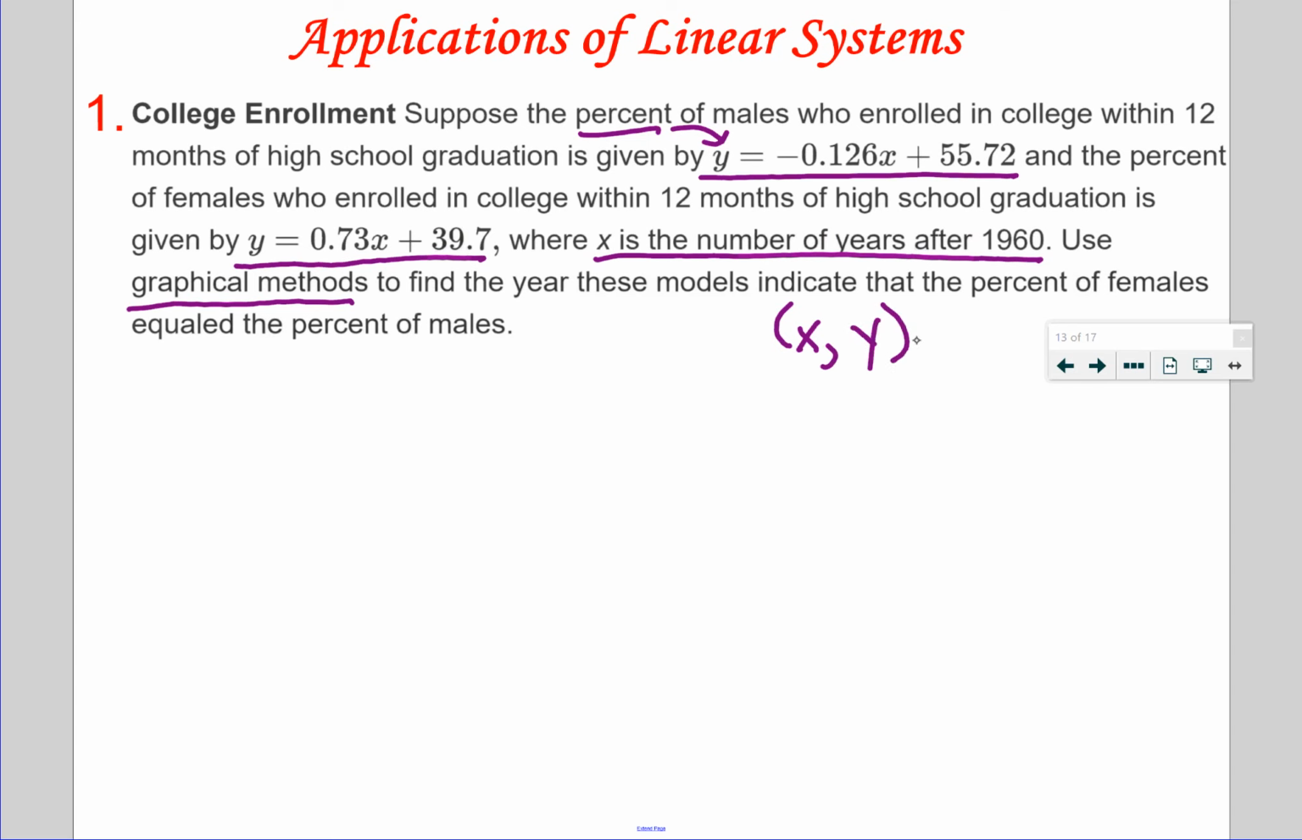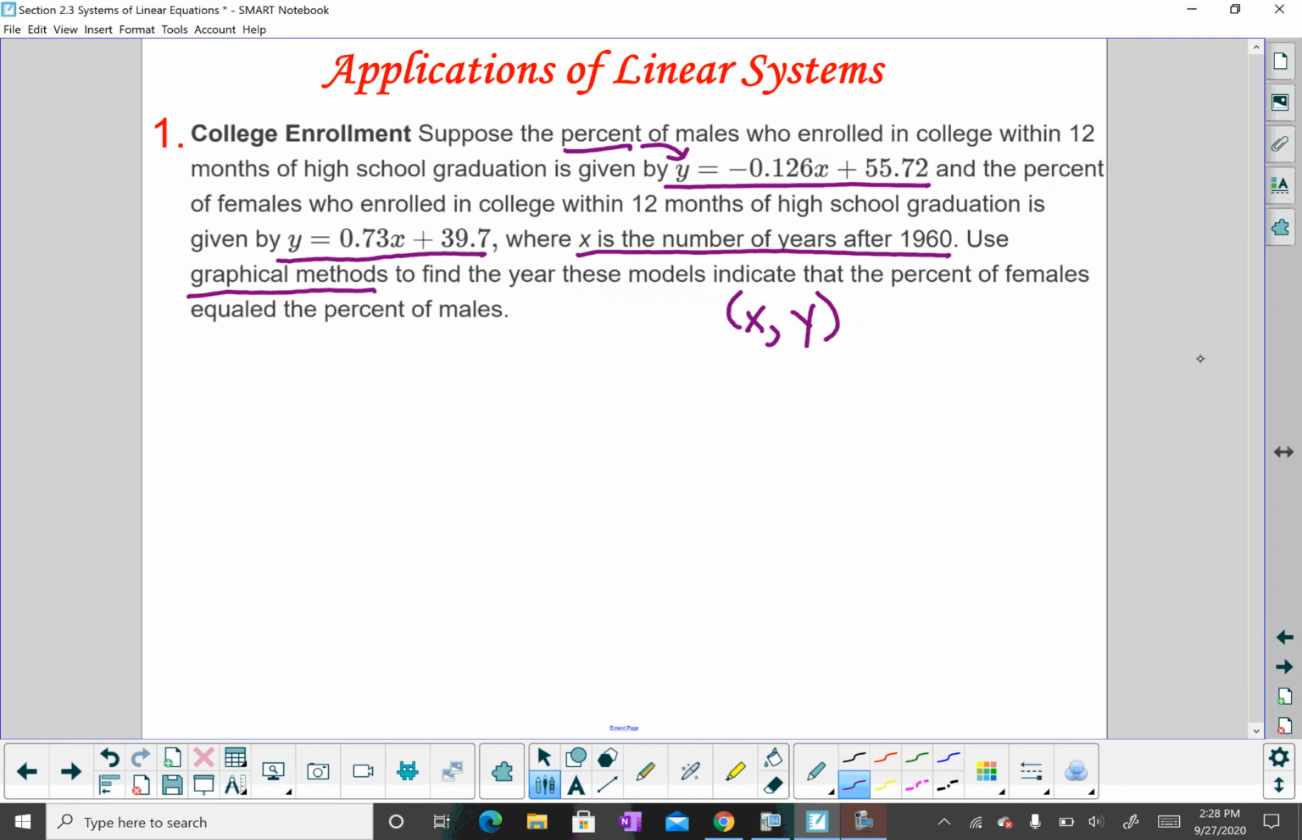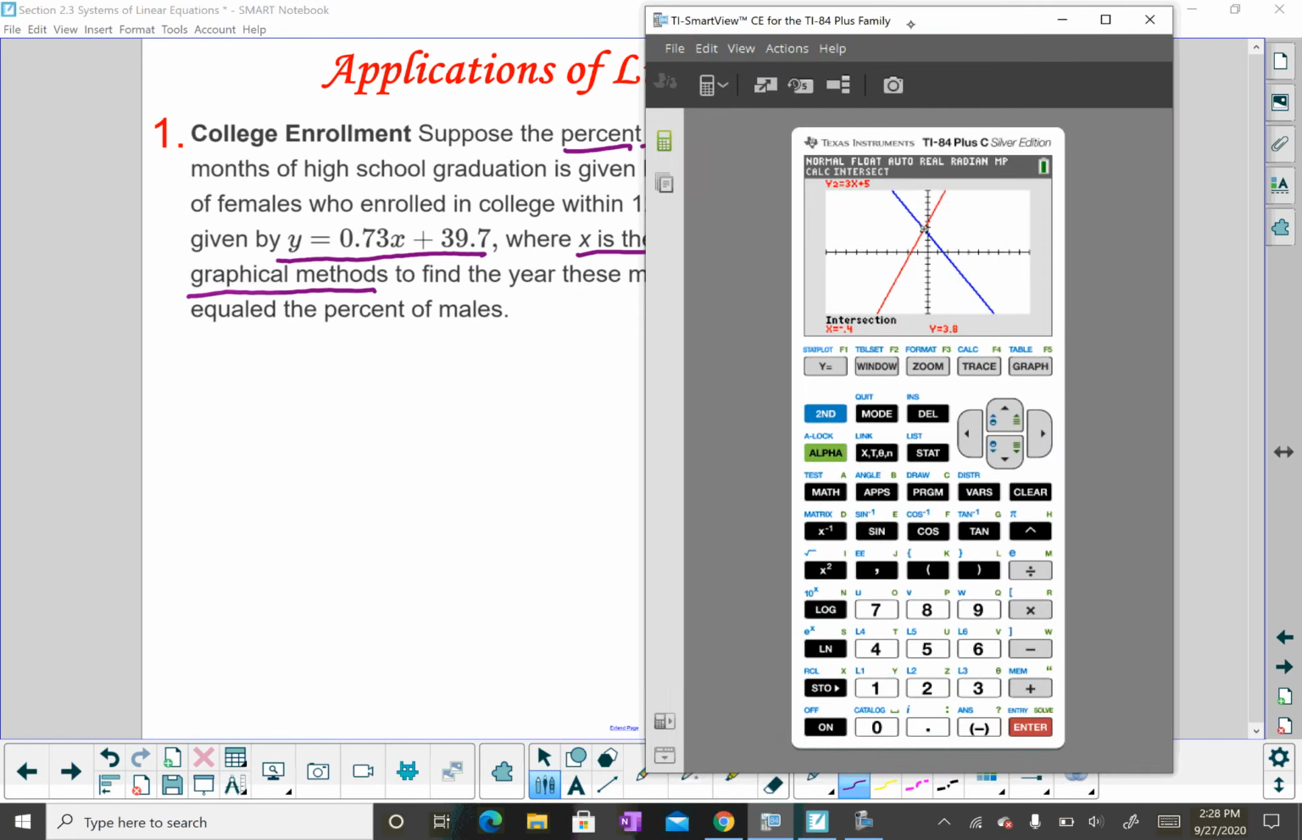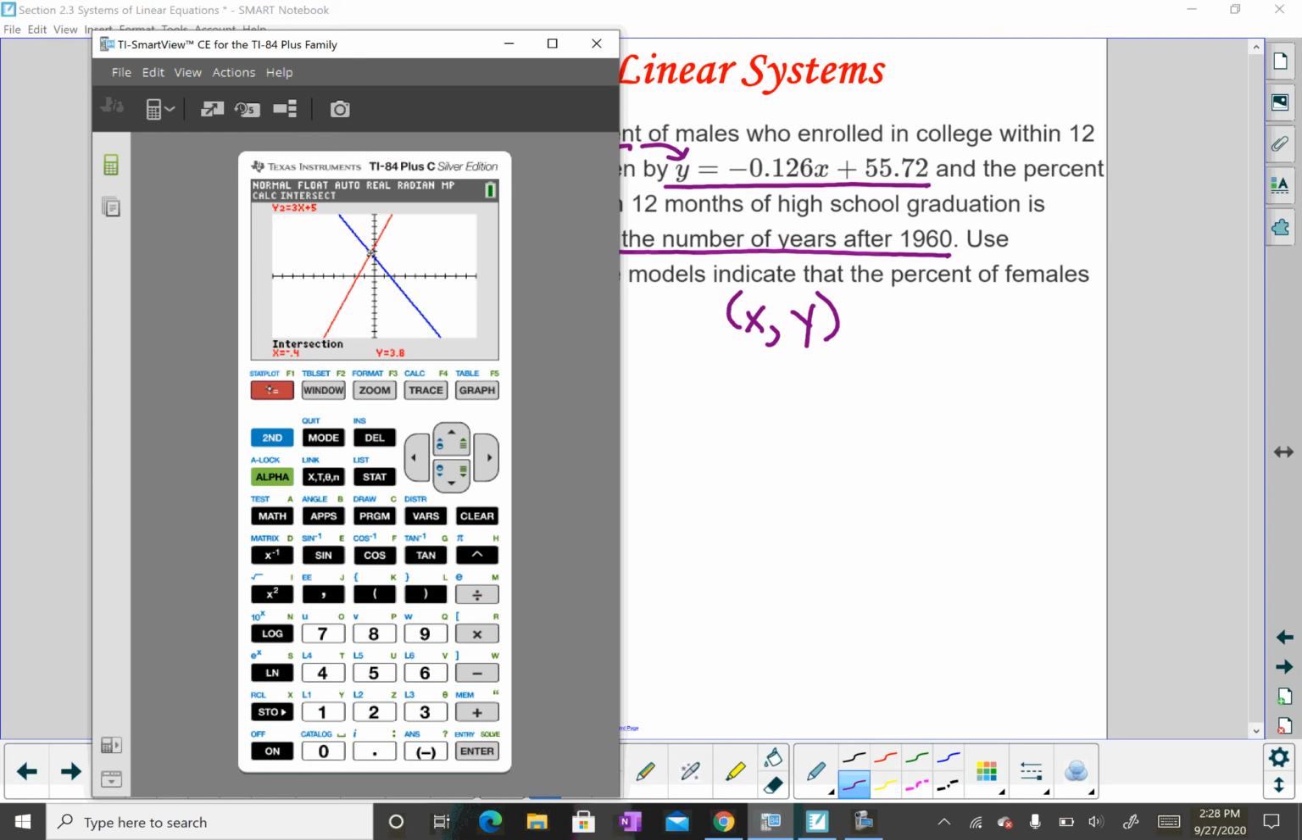So in other words, we're trying to find an x and a y that are the same and work in both equations, aka an intersection or a system of equations solution. Again, we're supposed to solve this using graphical methods. You could graph this by hand, but I would definitely say this is a good one for the calculator because of the decimals. So in your calculator, we're going to go back to y equals.